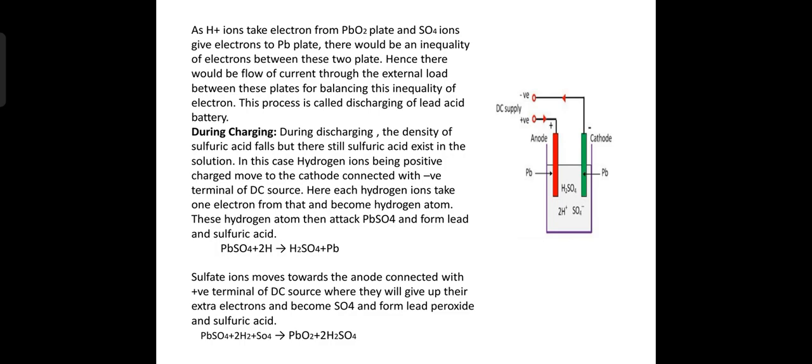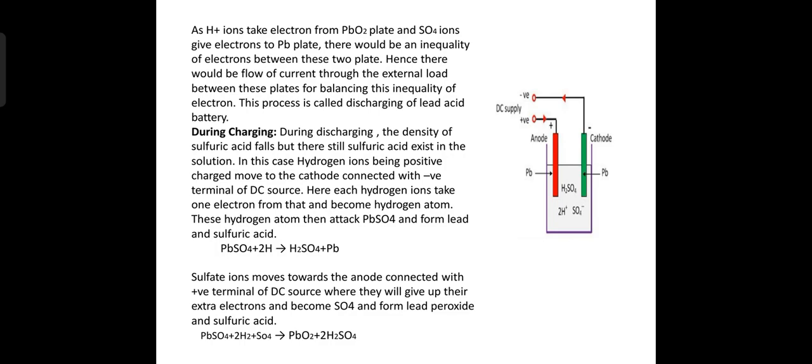As H plus ions take electrons from the PbO2 plate and SO4 ions give electrons to the Pb plate, there is an inequality of electrons between these two plates. Hence, there is a flow of current through the external load between these plates to balance the inequality of electrons. This process is called discharging of a lead acid battery. During discharging, the density of sulfuric acid falls, but sulfuric acid still exists in the solution.